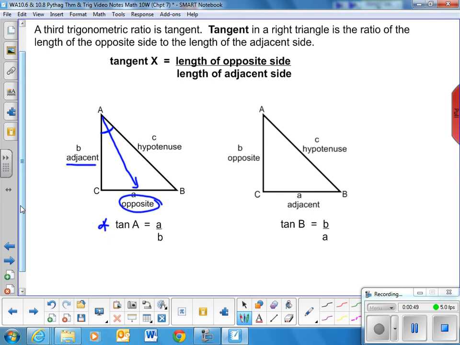Remember though that those opposite and adjacent sides change depending on what angle you're looking at. So in the second picture, we're asked for the tangent of angle B. Angle B is down here. That means that my opposite side is now over here. And so the tangent of angle B is the opposite side, or side B, over the adjacent side, side A.